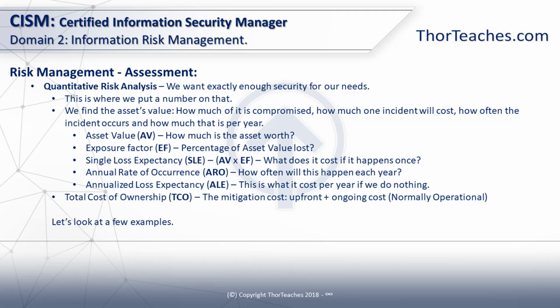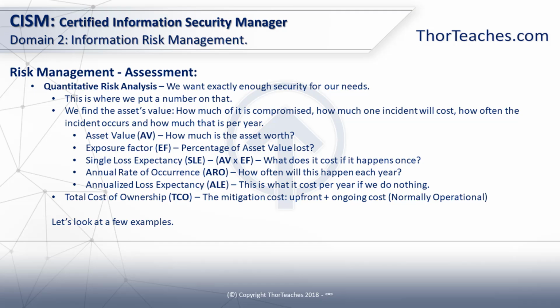So for any given asset, we look at the asset value. How much of the asset is compromised? How much will one incident cost? How often do the incidents occur? And how much is that going to cost us per year? Know these abbreviations and know what they do. To a large extent, they are logical. The asset value, or AV, is how much the asset is worth. The exposure factor, or EF, is how much of the asset is lost in an incident.